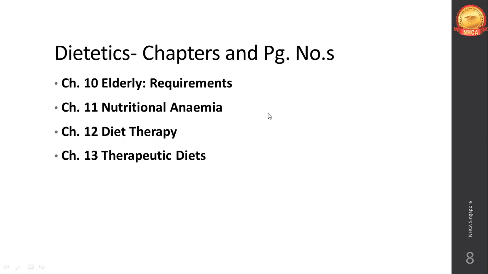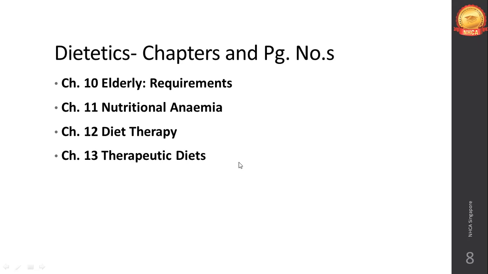Megaloblastic anemia, vitamin B12 deficiency anemia. Again, the causes. Folate deficiency anemia, causes. How does it happen? How can you treat it? Prevention of anemia in general, diet, supplementation. Those are important parts. Fortification, read the fortification properly. It's very important.